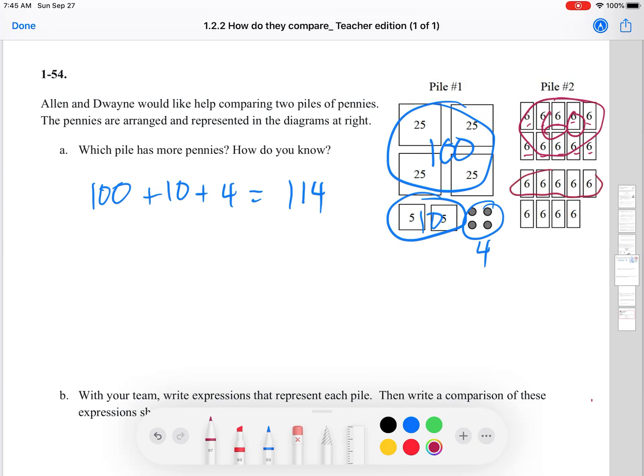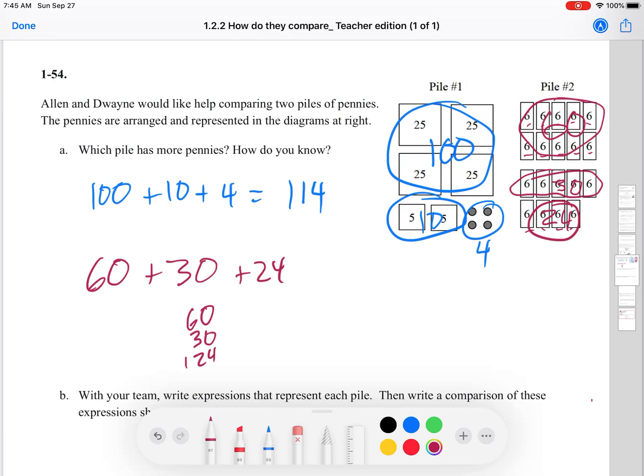So down here, I noticed that that group right there is another 30. Plus 1, 2, 3, 4, that's going to be 24 here. So let's put that all together. 60 plus 30 plus 24, right? And we can line up our place values. And what do we get?